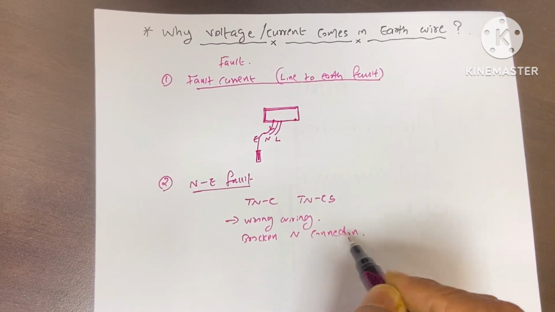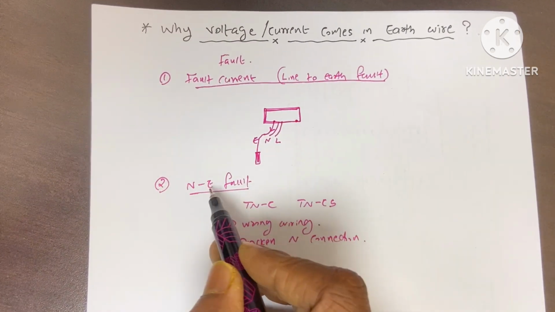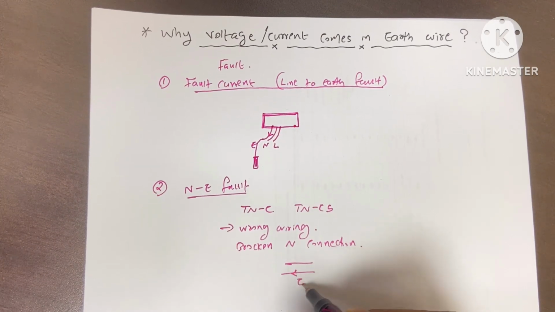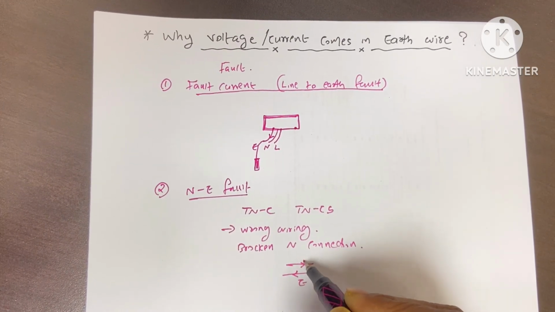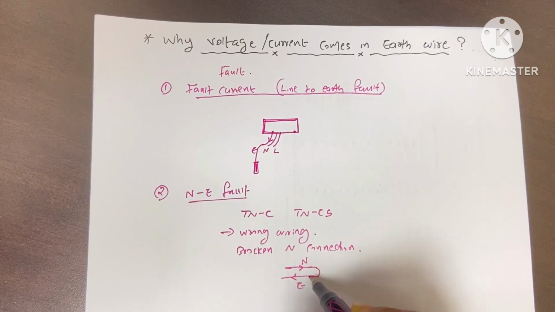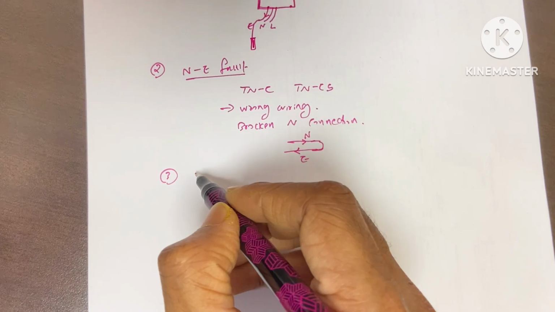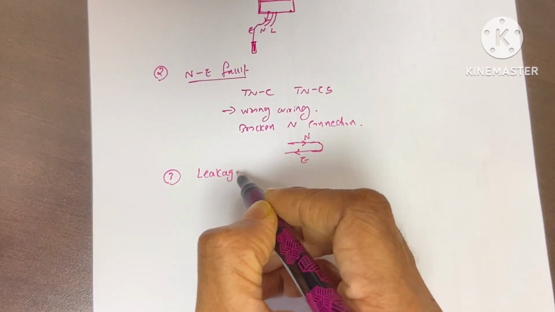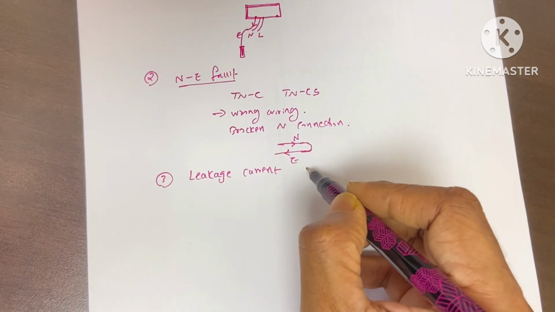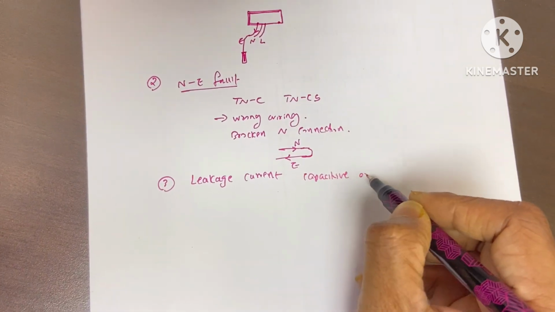Broken neutral connection. In this situation, the neutral touches the earth wire. At this time, the current would flow through the earth. The third condition may be the leakage current. We could say it as capacitive or inductive coupling.